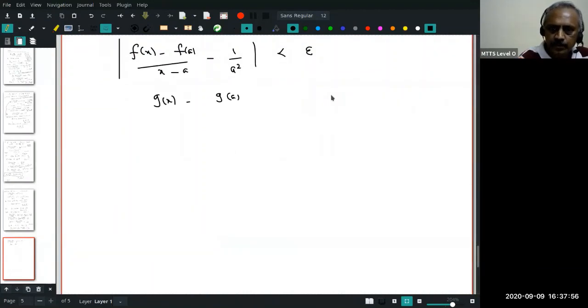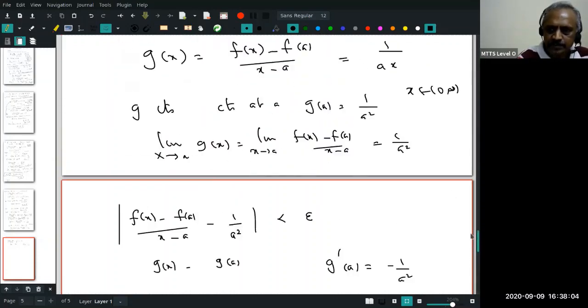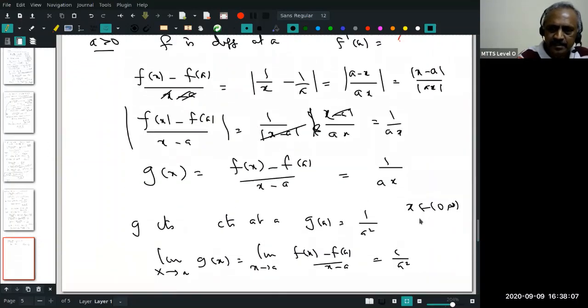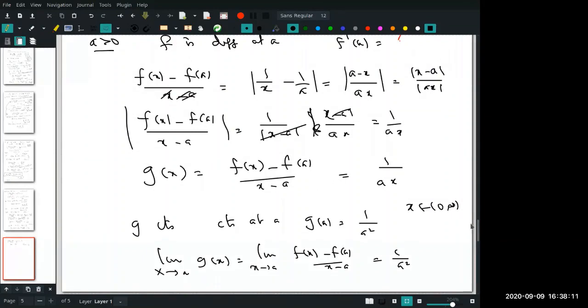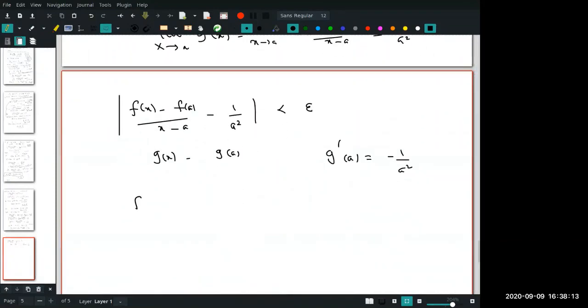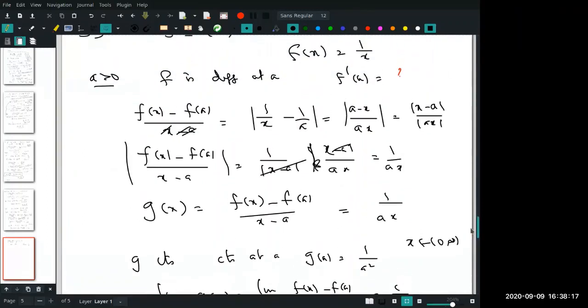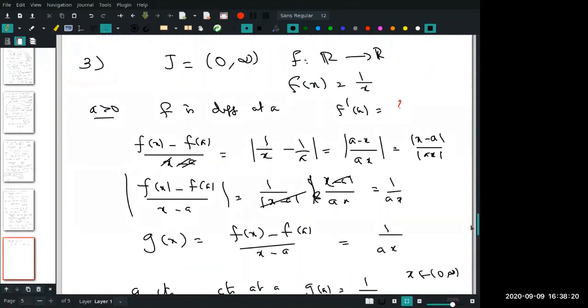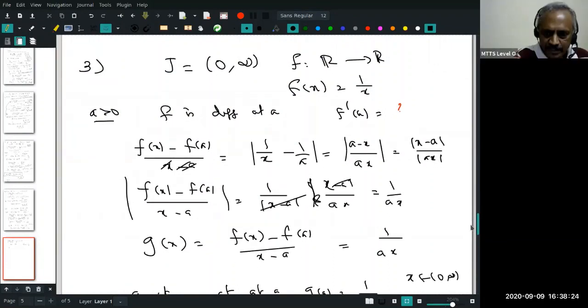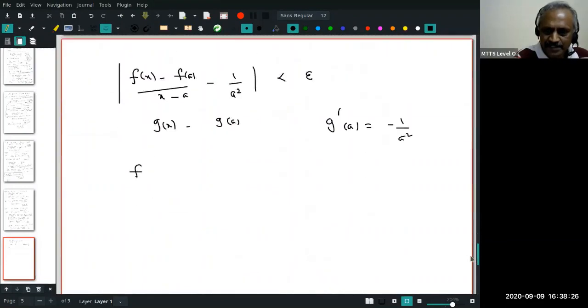Yeah. Therefore, I get g dash a equal to minus 1 by a squared, but I am getting 1 by a squared. There is something wrong. fx minus fa by x minus a, gx minus ga. Okay, let us do that. Sir, you have taken the gx as mod of fx minus fa by x minus a. So the minus went out. Yeah, you are right. Thank you very much. That's a mistake.